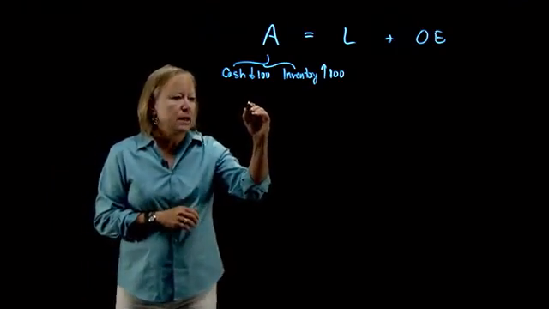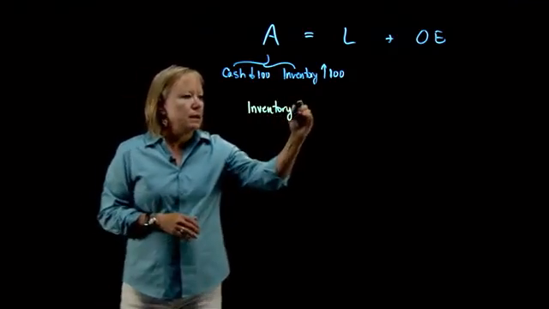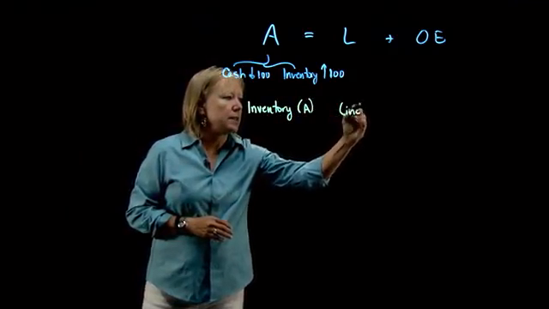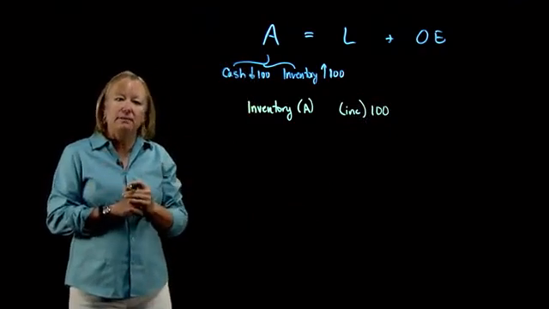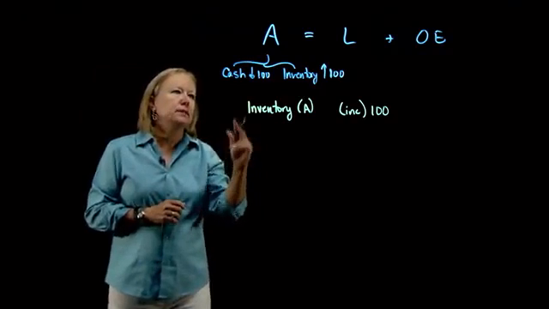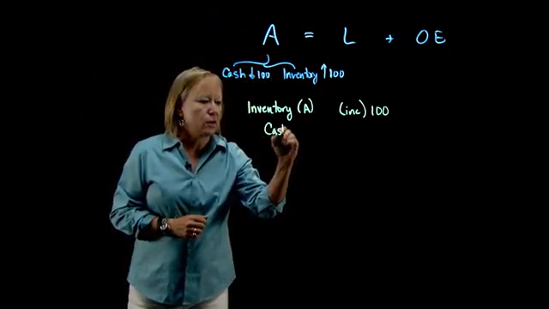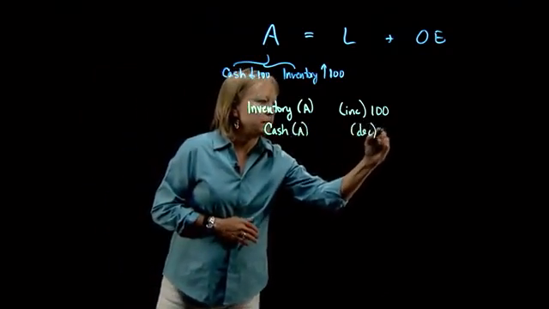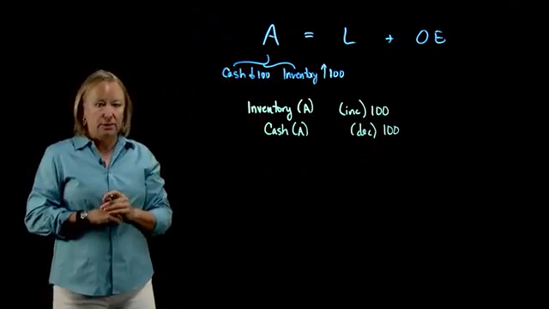So let's put our account name, inventory. Let's indicate that it's an asset account. Its balance is increasing by $100. Okay, that's the left side of the entry. Now we can move to the right side of the entry and indent it slightly under the left side. Cash, an asset account, is decreasing. That's a right side or a credit entry. Cash, asset account, decreasing by 100. Very simple. That's all we have to do to write our journal entry.